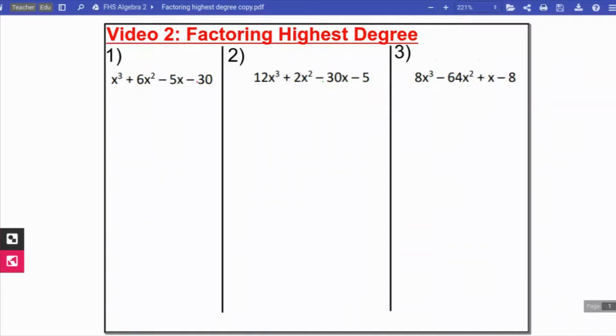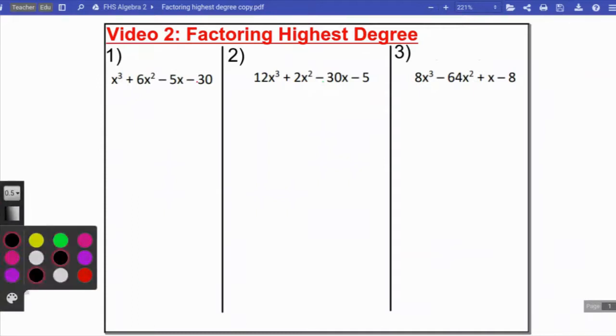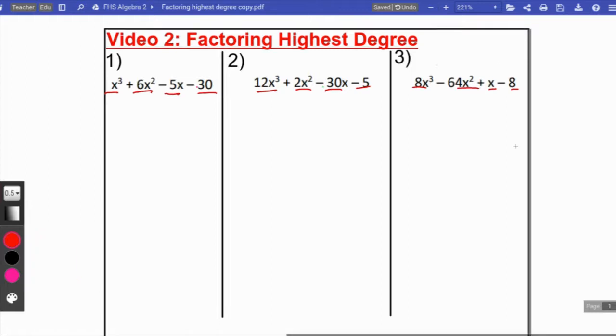Now we are still factoring the highest degree, but this time, if you look around, you're going to see there are four terms. You have one, two, three, four. So what do we do? We do not panic at all.